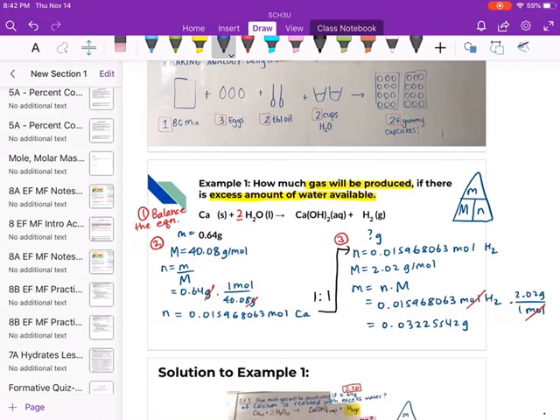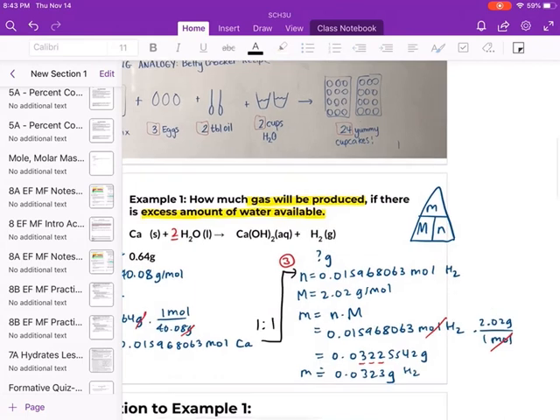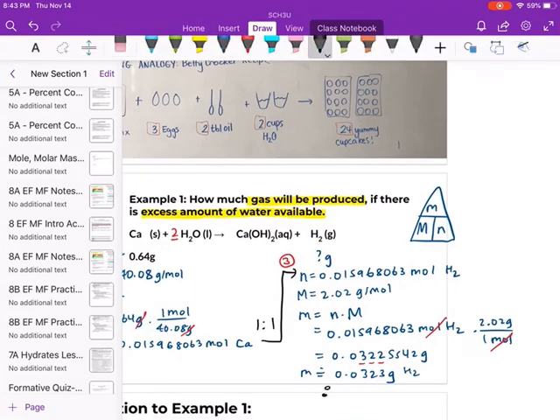Okay, if we're writing it to 3 significant digits, I have approximately a mass of 0.0323 grams of H2. And so as my therefore statement: therefore, the amount of gas produced is 0.032 grams H2.